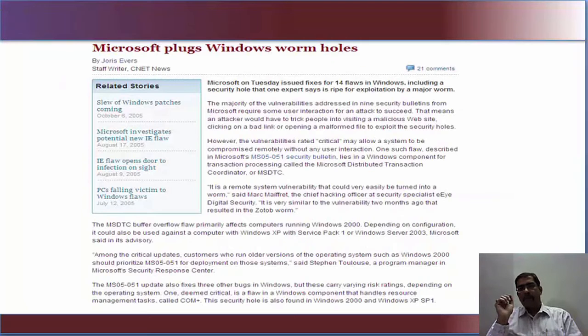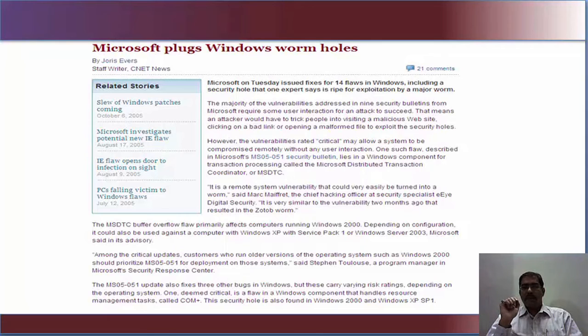configured properly. This is a simple example of how the vendors actually plug holes. Now, Microsoft plugs Windows wormholes. There were 14 flaws in a particular version of Windows, including a security hole that one expert says is ripe for exploitation by a major worm. The details are given in this slide. So this is an example for you to understand that once a vulnerability is found, the attackers try to exploit it. They find out the means and methods to exploit that vulnerability through different factors.